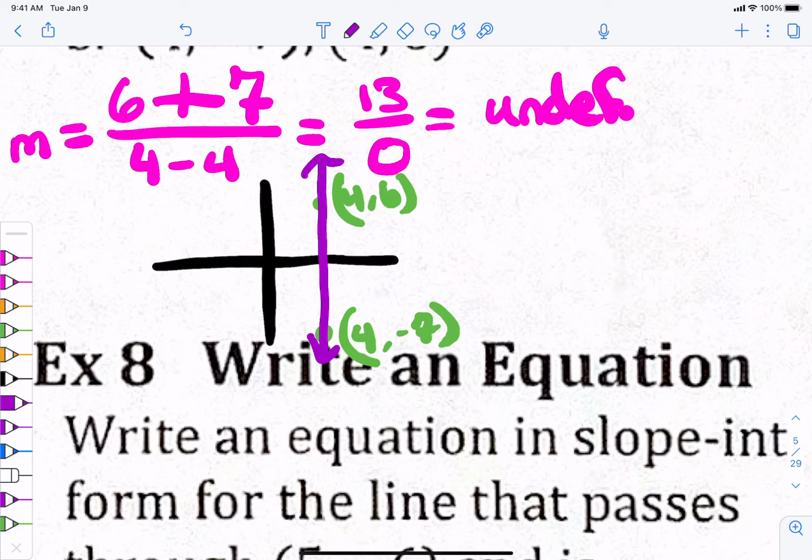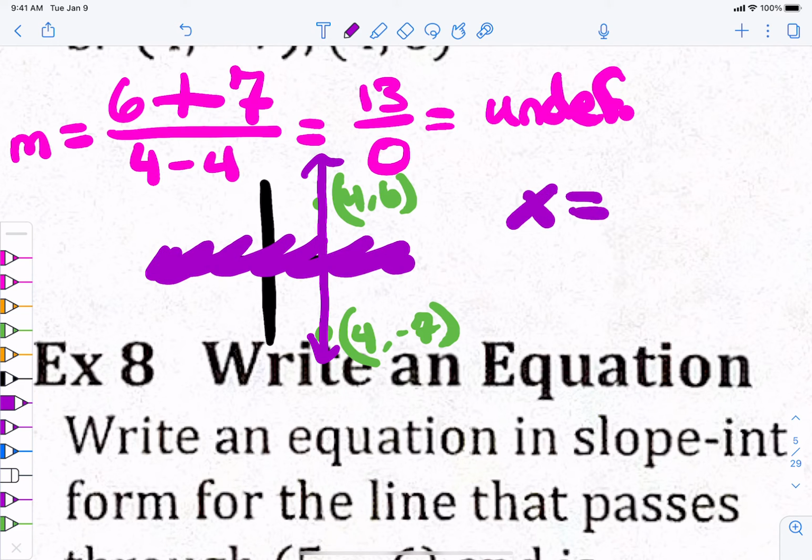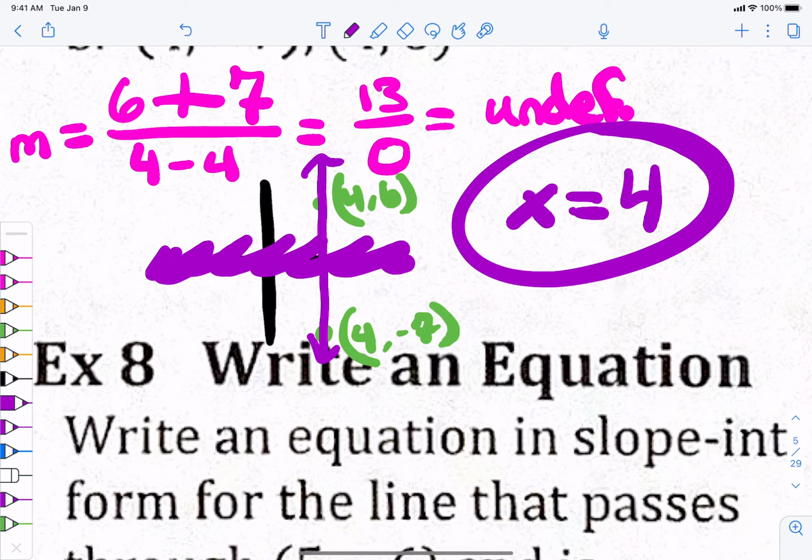Nope. What axis is it cutting through? It's cutting through the x-axis, right? It's cutting through this guy. No matter what, the x coordinate is 4. You see that? The y coordinate is 6. The y coordinate is -7. No matter what, the x coordinate is 4.